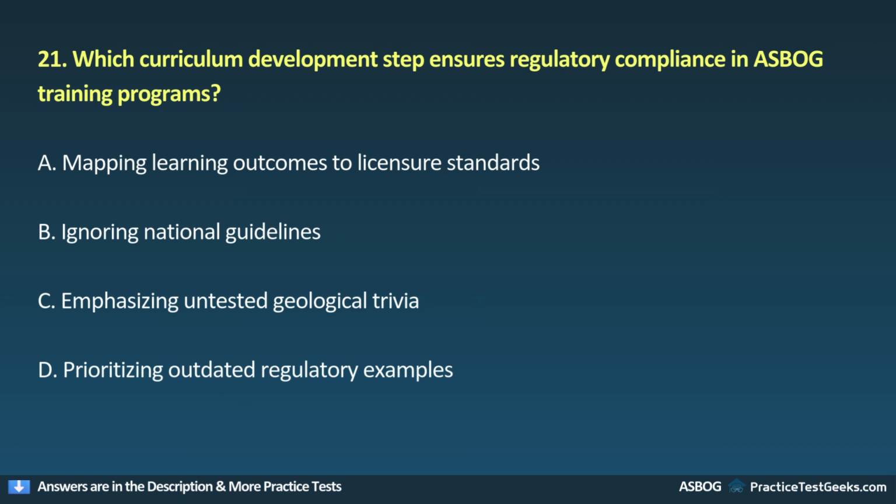21. Which curriculum development step ensures regulatory compliance in ASBOG training programs? A. Mapping learning outcomes to licensure standards. B. Ignoring national guidelines. C. Emphasizing untested geological trivia. D. Prioritizing outdated regulatory examples.